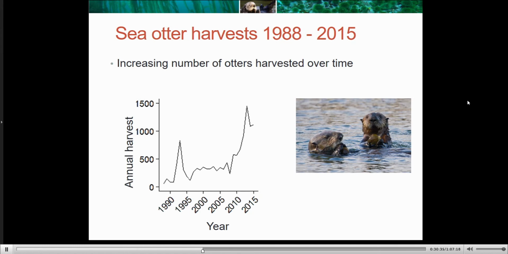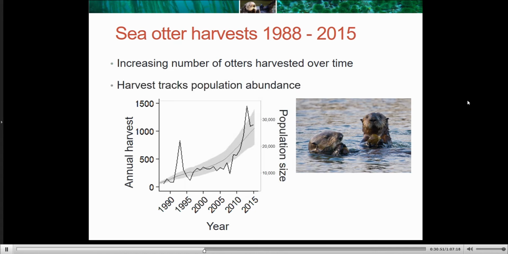So sea otter harvests, as I mentioned, there's been an increasing number of otters harvested over time. 1998 was when the records first started being kept in a systematic way. These are the harvest numbers for the entire Southeast Alaska region. You can see they're increasing in time, although of course the population is increasing as well. And when we overlay the population growth with these harvest data, you can see in general the harvest rate is more or less tracking population size, not surprisingly. So the per capita rate of harvest has fluctuated quite a bit, but on average over the entire state, has been more or less constant.